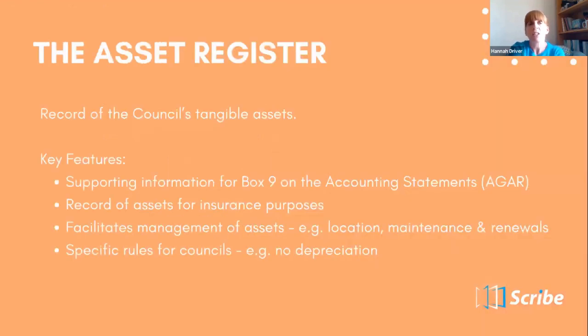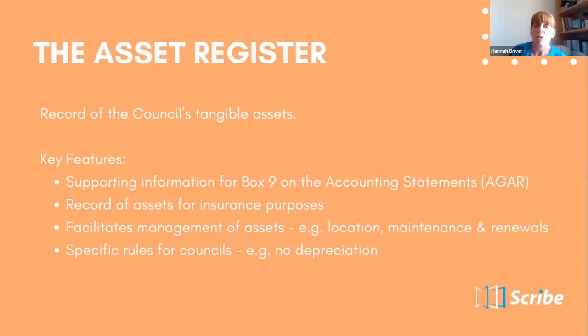Firstly then, just thinking about the asset register. That being a record of your council's tangible assets, so all the things that you have in your parish, your area: your bins, your lights, your benches, etc. The key features of that: firstly, it supports the information for your box 9. When you completed your year end, you had to complete your box 9 based on your asset register. Generally, it is still just the total original purchase value, the cost of acquisition at the start of when you first had that asset. So not overly meaningful in terms of any sort of accounting records, but just that record for box 9. Okay, so that's key for that.